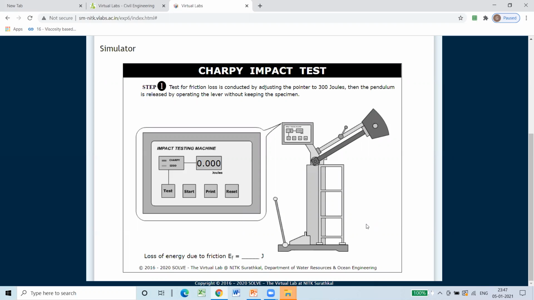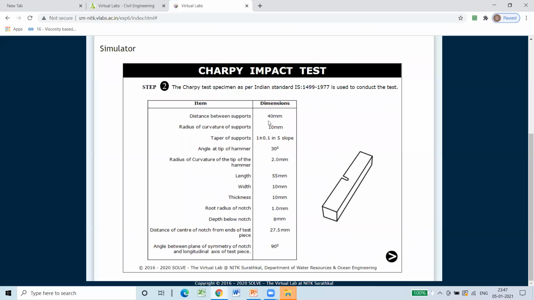To do that, without fixing the specimen, adjust the pointer to 300 joule and release the hammer, and we noted that the loss of energy due to friction is 1 joule. And these are the standard dimensions we have to use to test the specimen.